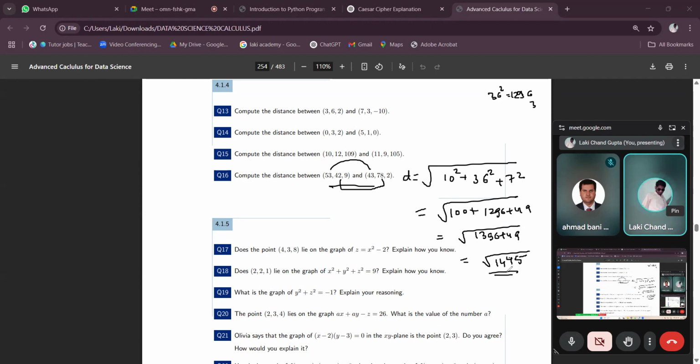Okay, now find the root of this. You will get the distance, right?